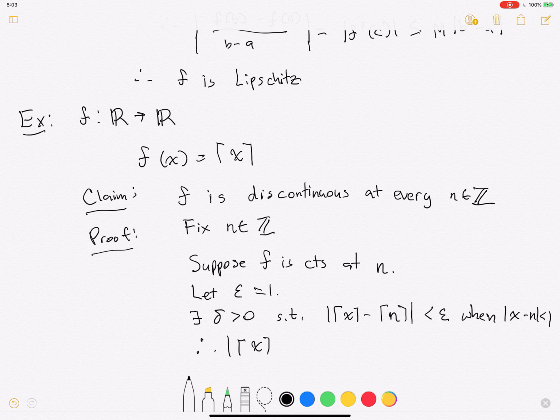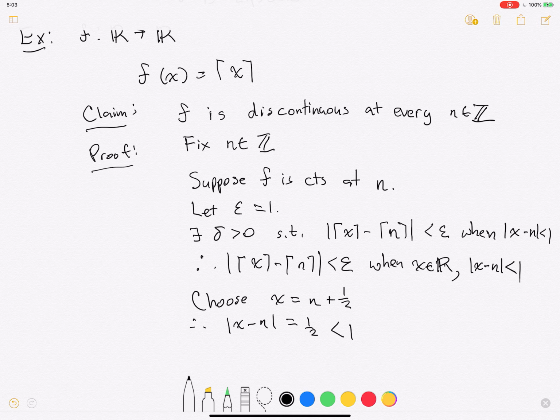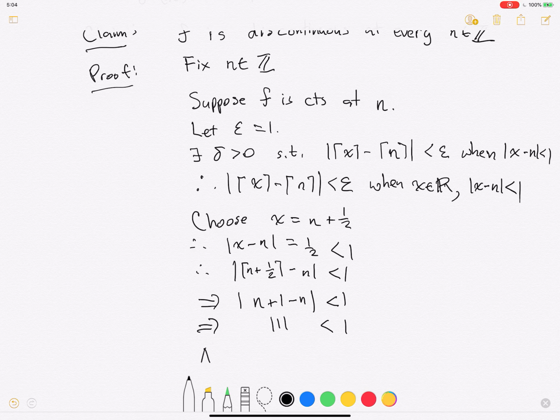Now we just choose an x equal to n plus a half. So x minus n is equal to a half if you just do the subtraction, and that's less than 1. So we have that n plus a half minus n is less than 1, which implies that the ceiling of n plus a half minus the ceiling of n, which is n plus 1 minus n, just gives you 1, and you're saying 1 is less than 1, a contradiction.